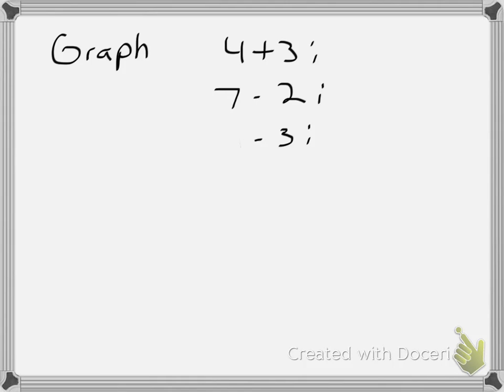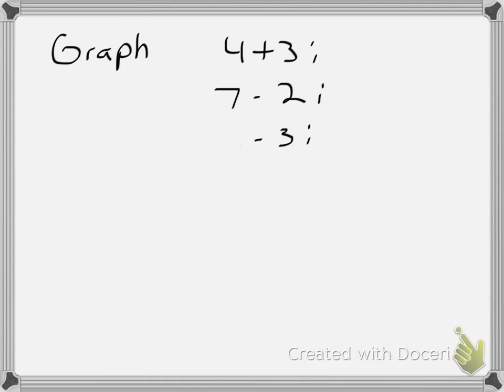Hello everyone. In this video I'm going to be looking at graphing complex numbers on a complex plane. In this case, I'm looking at 4 plus 3i, 7 minus 2i, and negative 3i. So three different points that I want to graph on the complex plane.